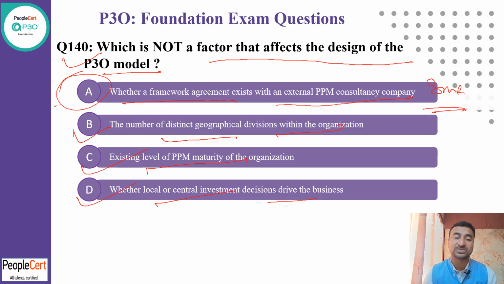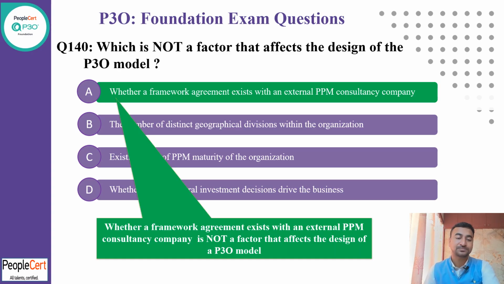But A is not that significantly affecting, because it is the agreement between the external consultancy and you. So that is a legally binding thing, but it does not affect the design because designing involves multiple parameters. That is just a terminology or a legal document, but it does not affect the design. So A is the correct answer. Yeah. So A says that whether the framework agreement exists with an external PPM consultancy company is not a factor that affects the design of the model. So that's the correct answer.